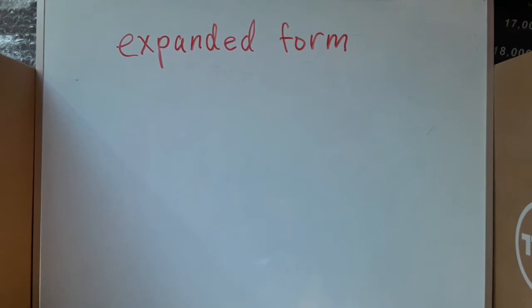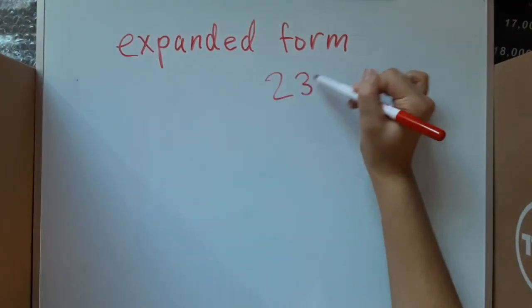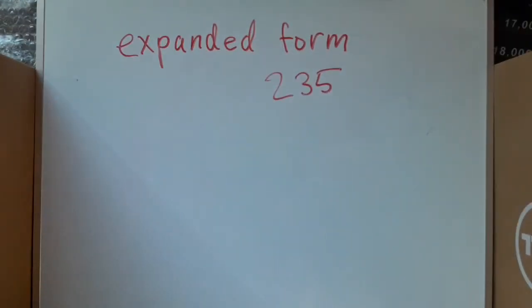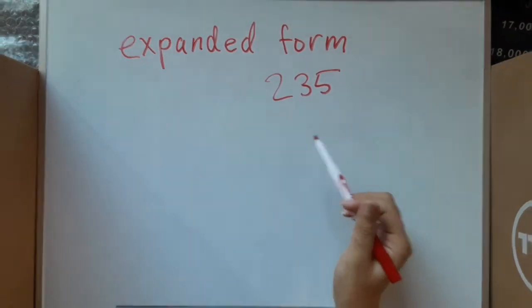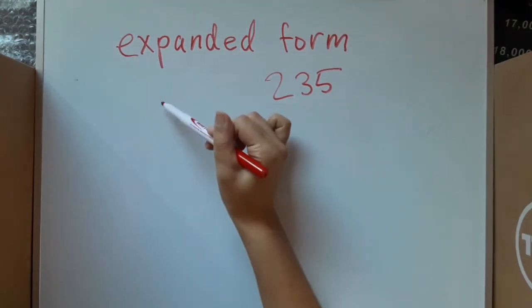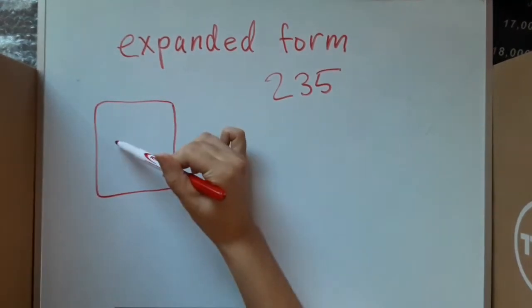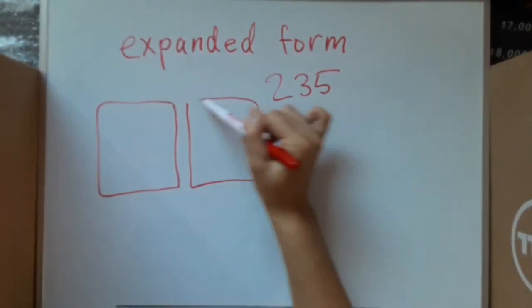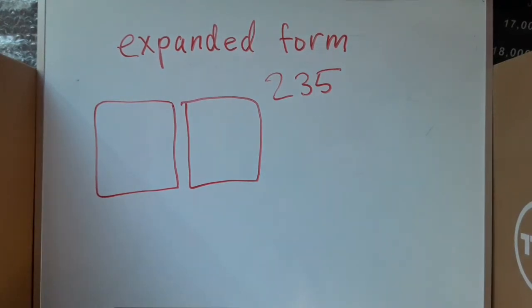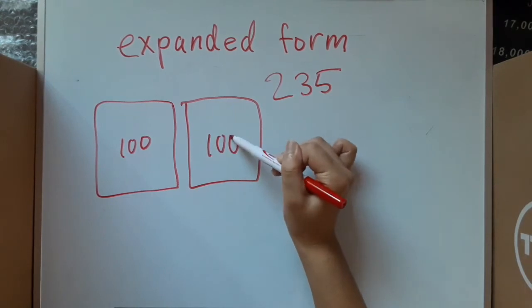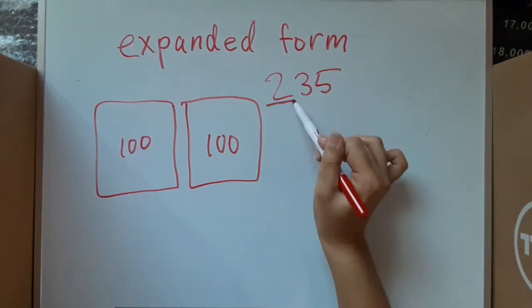Let's say you have the number 235. This number is written in standard form, which is what all numbers are commonly written in. If we want to draw this out in pictures, we know that we have 200. So let's say we're using squares, and this represents 200 because we're using the base 10 system. So this would be 100, this would be 100, and that's the 2.